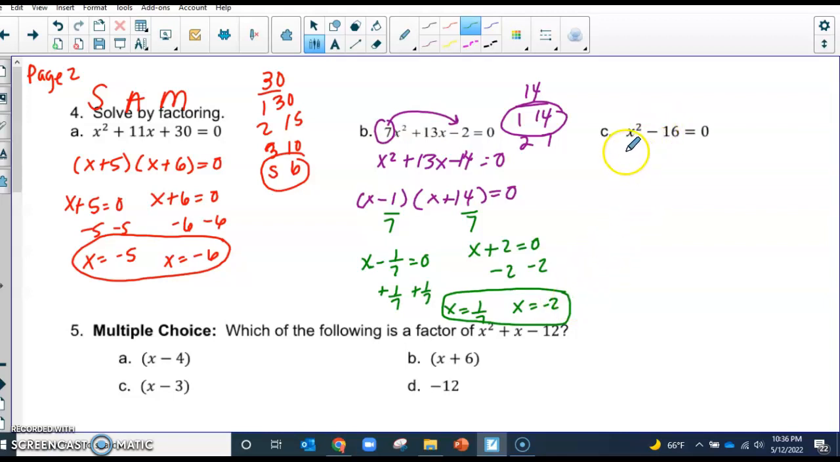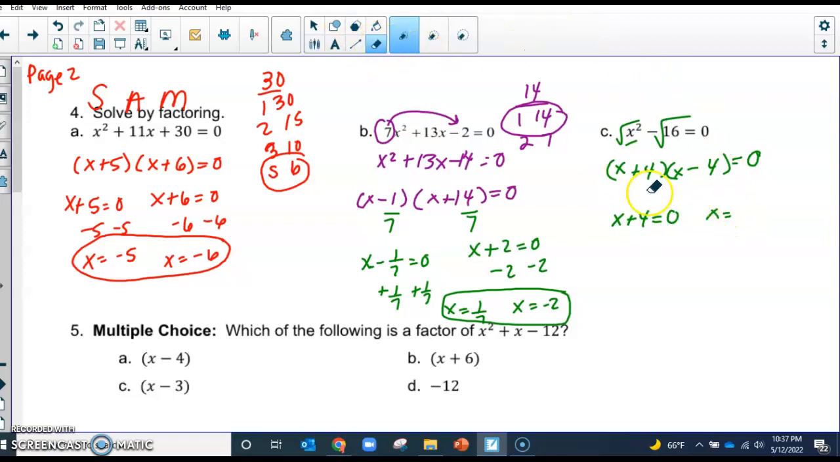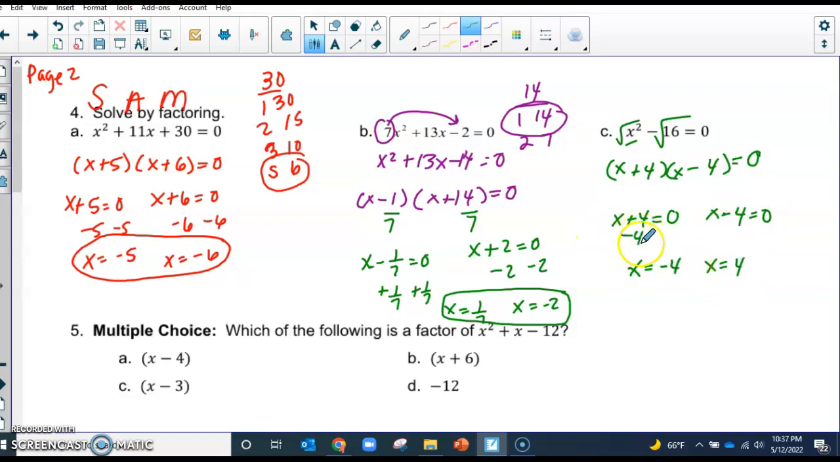For this last one, I have the difference of squares. Remember, for the difference of squares, I take the square root of my first number, and that goes in the first part of the box. Square root of my second number, and that goes in the back part of the box. I've got 1 minus 1 addition. It's equal to 0 here, so this is going to end up being x plus 4 equals 0, x minus 4 equals 0, so x equals -4, and x equals +4.